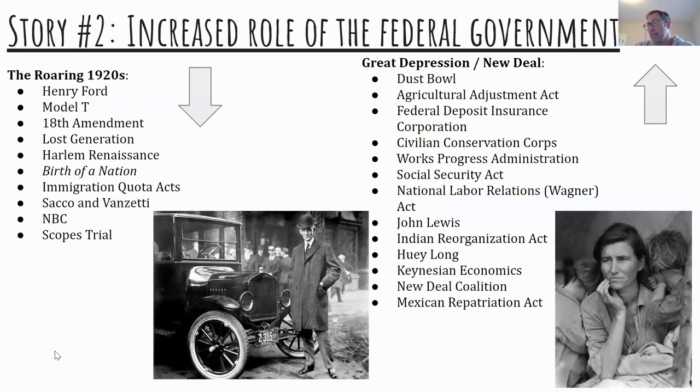And so what ends up happening in the 1920s is that once again there's this era of big business and laissez-faire, and it culminates by the end of the decade in the Great Depression and the stock market crash.